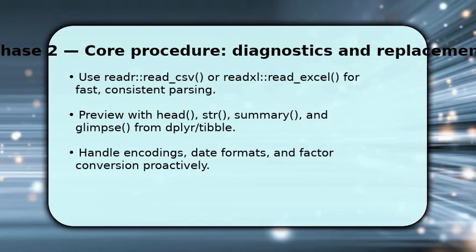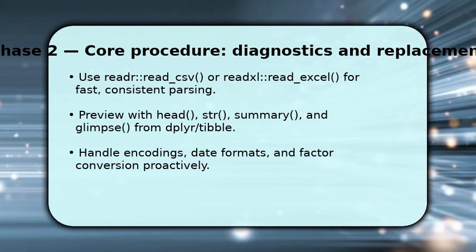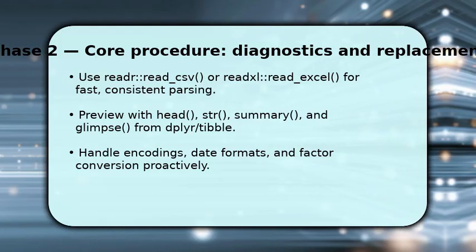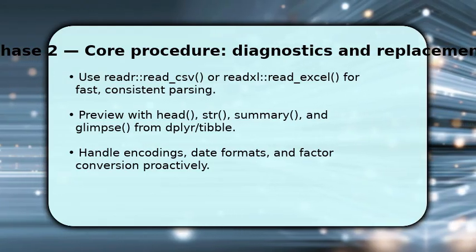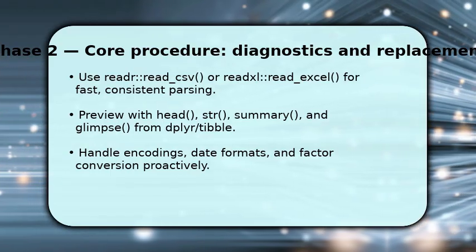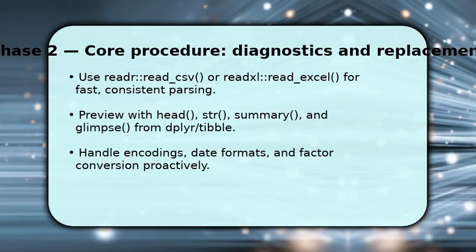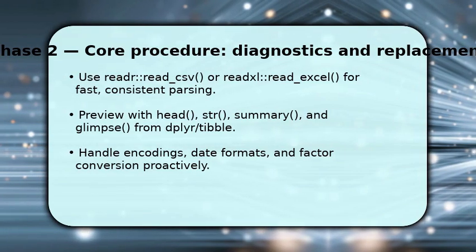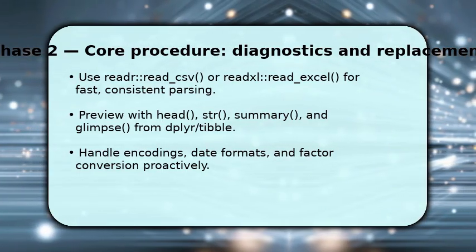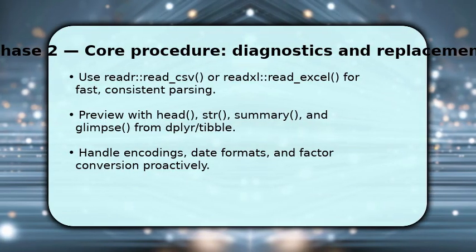You now read the file into a tibble or data.table, for example, readr::read_csv(file). CSV gives consistent parsing and better defaults. Once loaded, immediately inspect with head, str, summary, and glimpse so you see column types and missing values. If dates look wrong, parse them with lubridate. If text encoding is off, specify locale or encoding. Make sure to convert character columns to factors only when appropriate. This prevents silent type errors downstream.